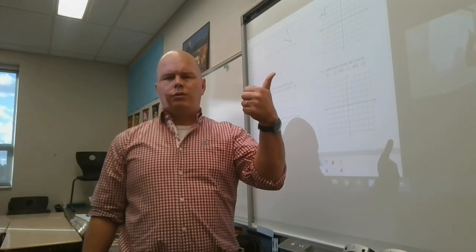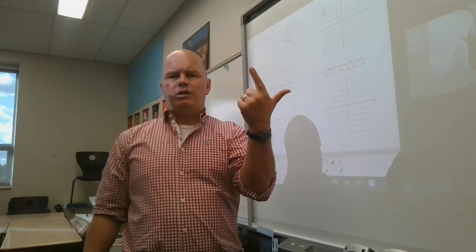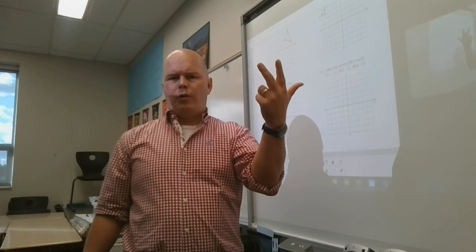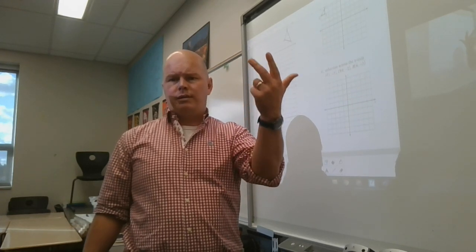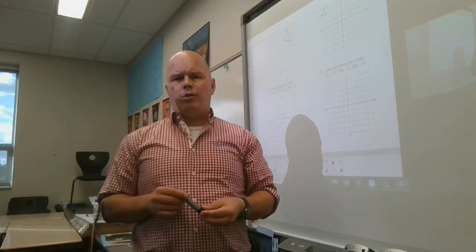One was create a double-sided XY chart. Step 2 was to write the rule in. Step 3 was identify all the points and put them in your XY chart. Step 4 was complete the rule. And step 5 was check your work.